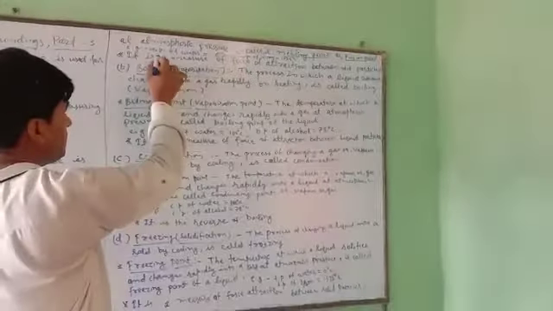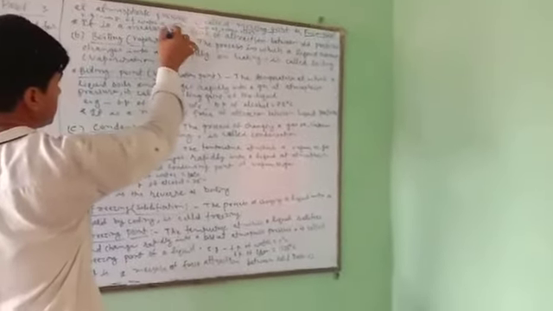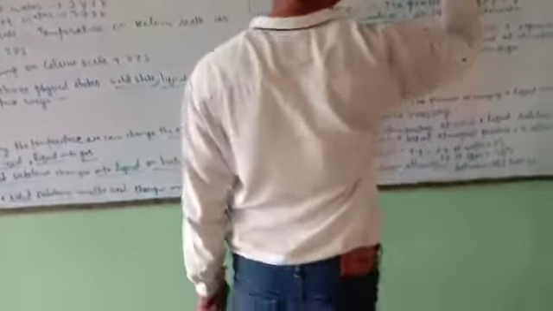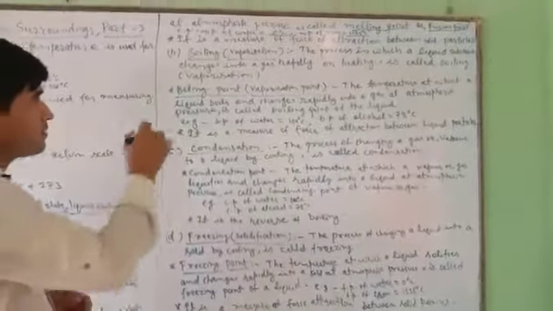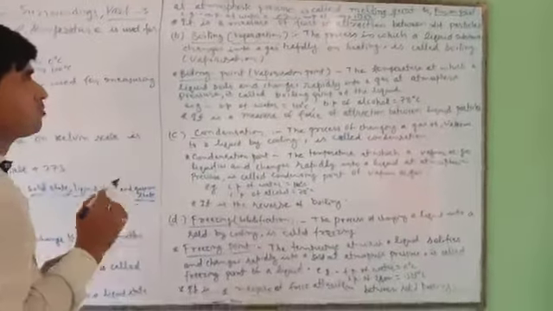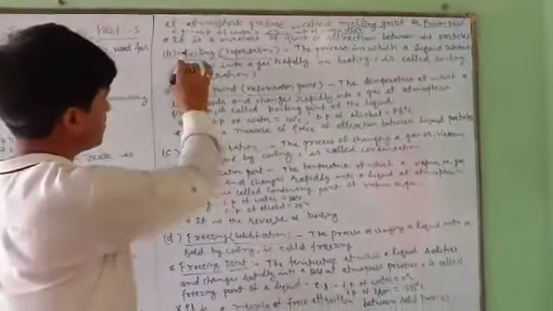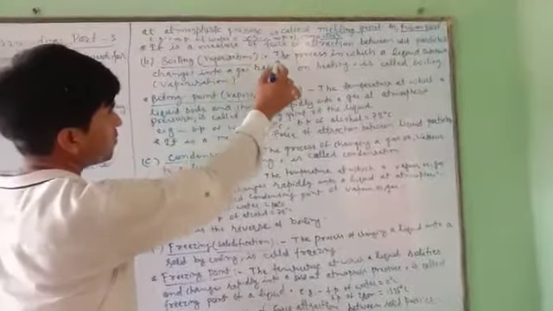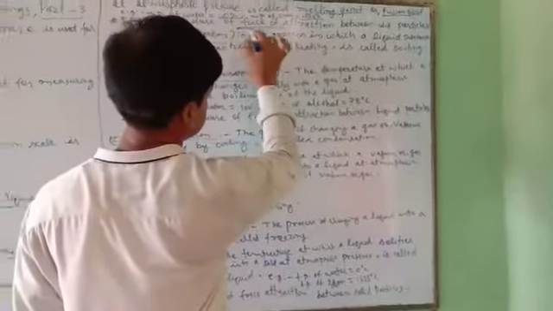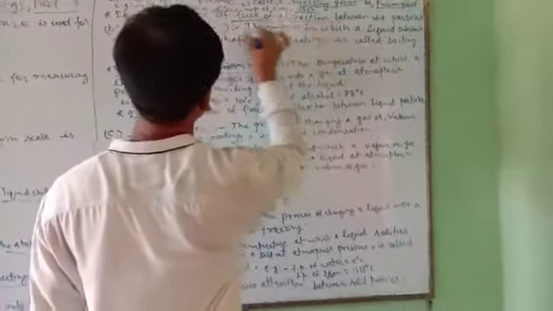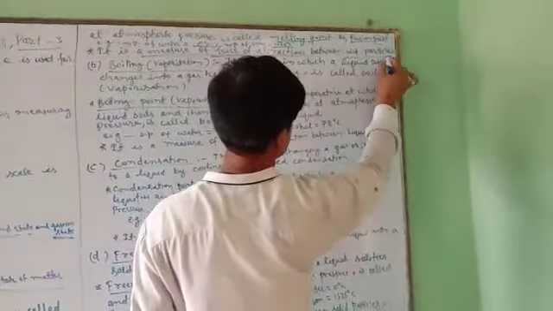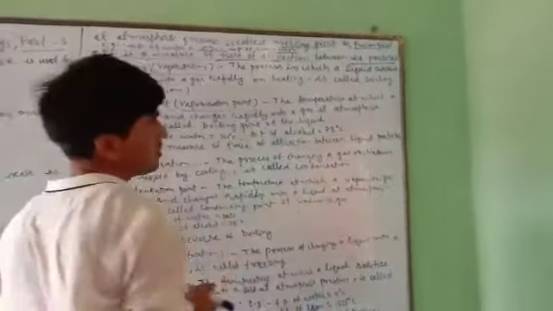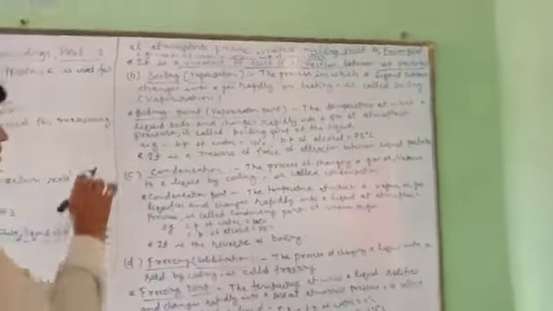For example, the melting point of water is 0 degree Celsius. The melting point of iron is 1535 degrees Celsius. And what does melting show? It is the measure of force of attraction between solid particles, that means atoms or molecules of solids.